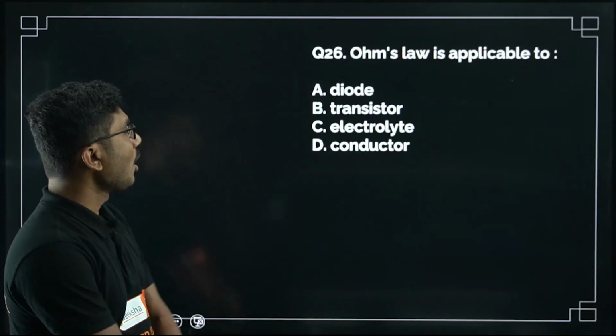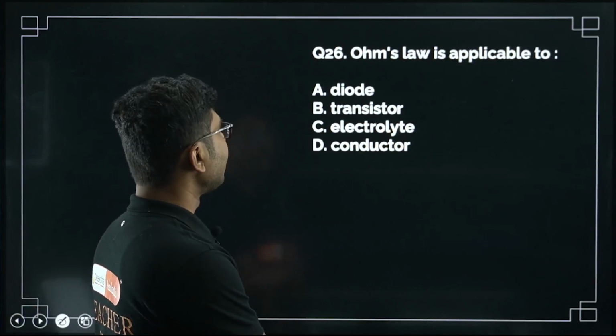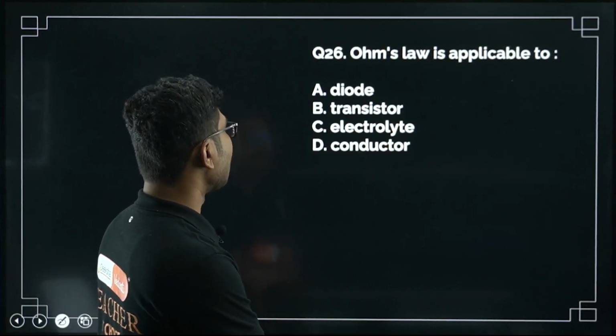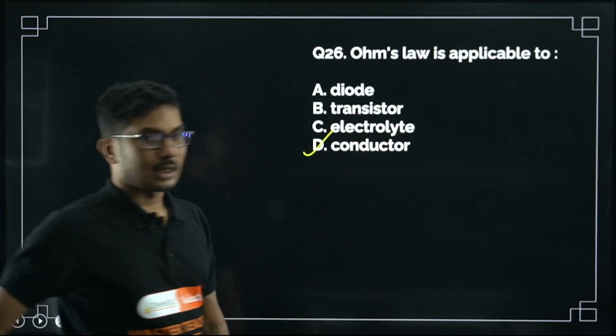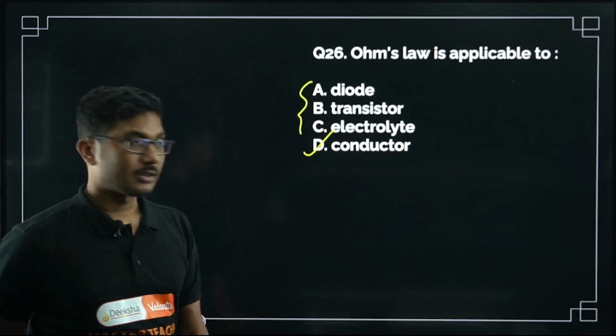Next question, Ohm's law is applicable to a diode, a transistor, an electrolyte, or a conductor. Ohm's law is applicable to a conductor. It is not applicable to a diode, transistor or electrolyte.